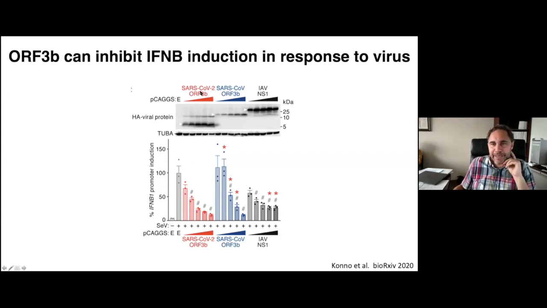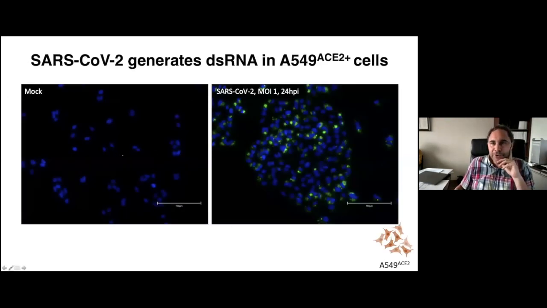so that when you, as a virus that's replicating, start inducing triggers for the induction of interferon beta, you have the capacity to shut that down. And so what is the trigger for SARS-CoV-2? Well, like SARS-CoV-1, it seems to be the production of double-stranded RNA.